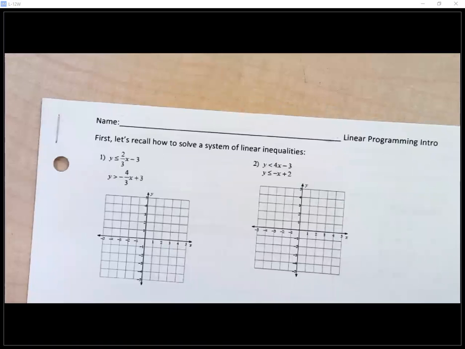Okay, so linear programming. Let me just tell you a little bit about what it is. I kind of like it. I think it's sort of fun. You have some real world applications here.